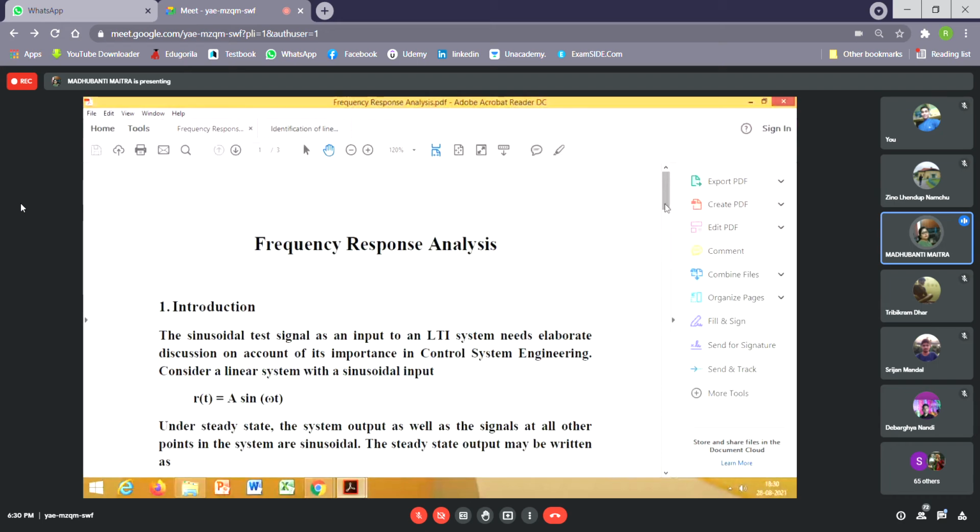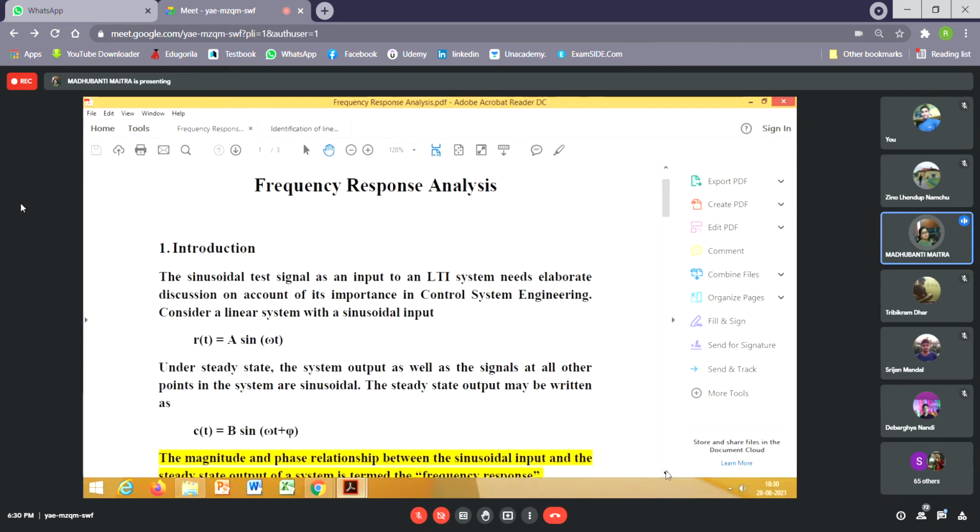So what is frequency response analysis? Let's have a very quick glance at this particular topic. We are exciting an LTI system with a sinusoidal test signal. Hence, the reference input r(t) is denoted as A sine omega t. That is the input to the system.